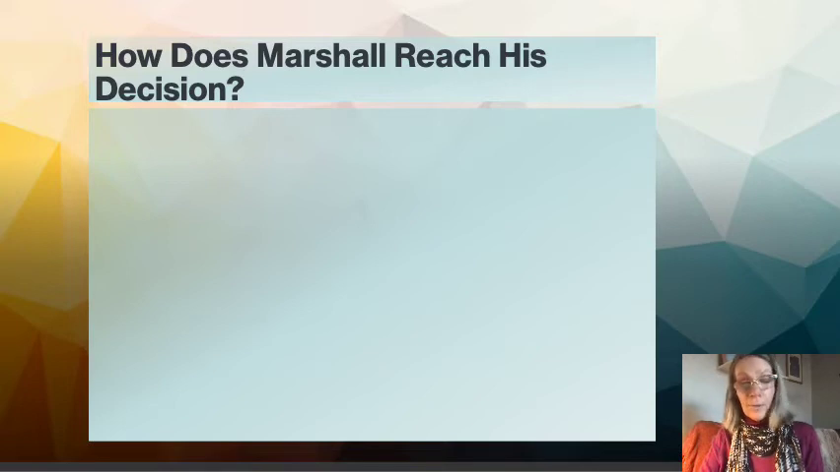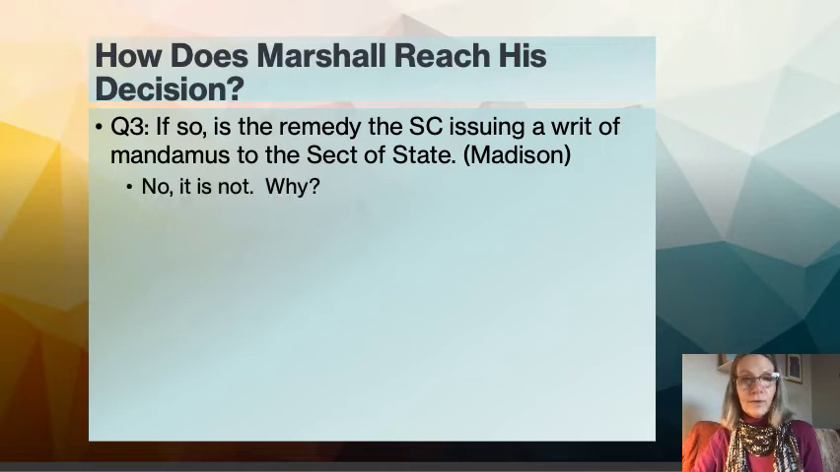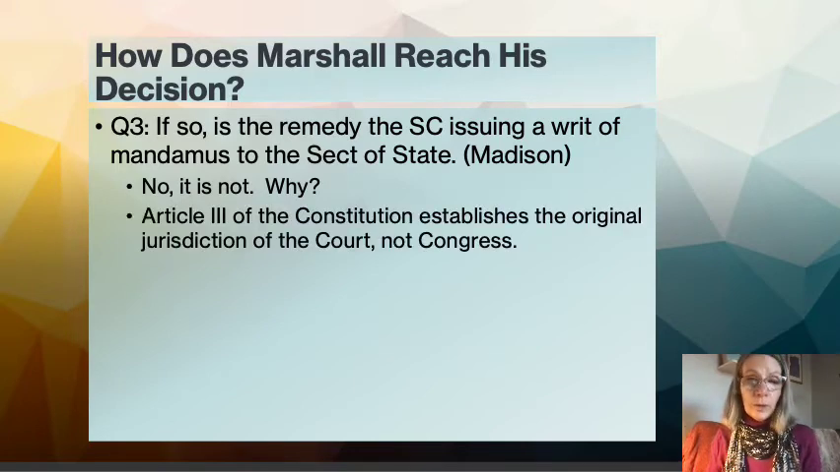Okay, so Marbury has a right to the commission and he deserves a remedy, bringing us to the third question that John Marshall raises in his opinion. So he has a right and he deserves a remedy for his rights being violated. Is the remedy the Supreme Court issuing a writ of mandamus to the Secretary of State, James Madison, basically the court ordering James Madison to deliver the commissions? And they say no, that this is not the remedy. Why is issuing a writ of mandamus to Madison not the remedy?